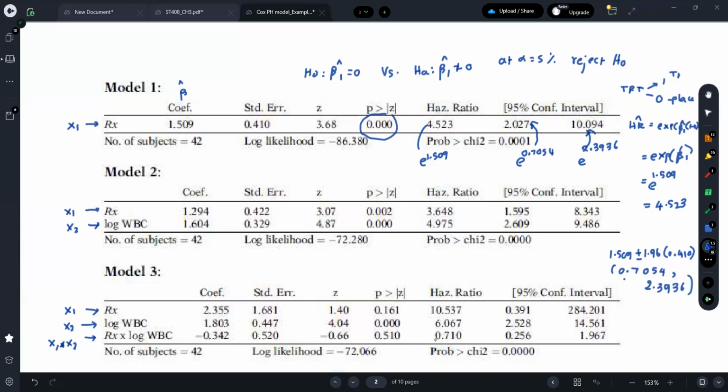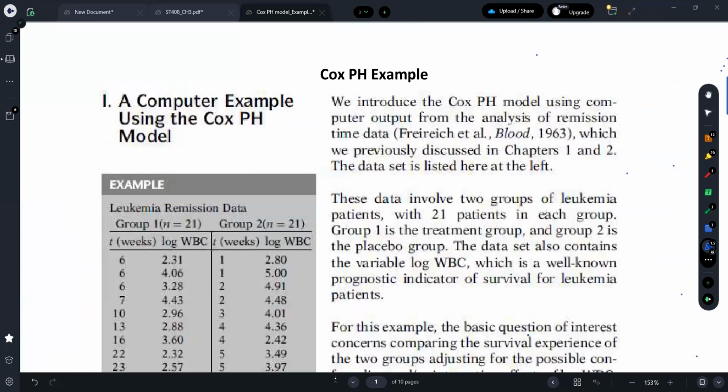So how do you explain that hazard ratio of 4.523? In that hazard ratio, you are comparing patients who got the treatment to patients who had the placebo. How do you explain it? You can say patients who had the treatment, oh, they have 4.5. Is that correct? Or is it the other way around? Let's double check. Maybe placebo is 1 and the other group 0. Is it there?